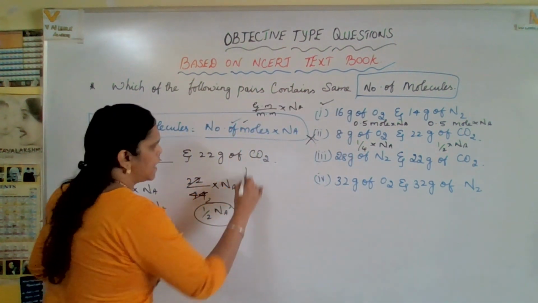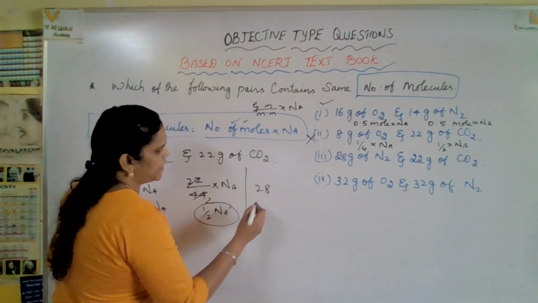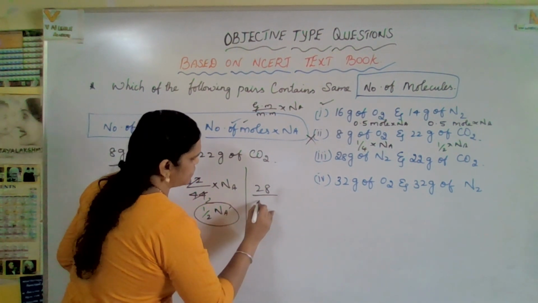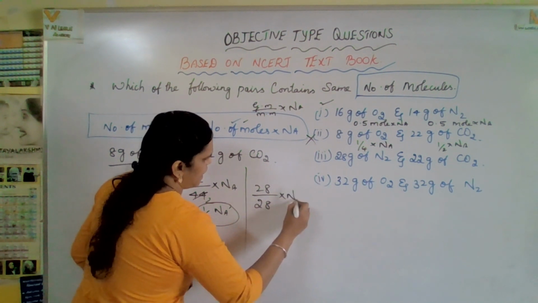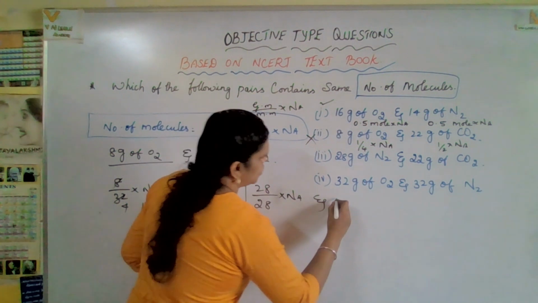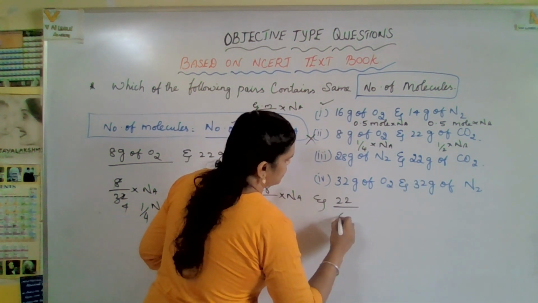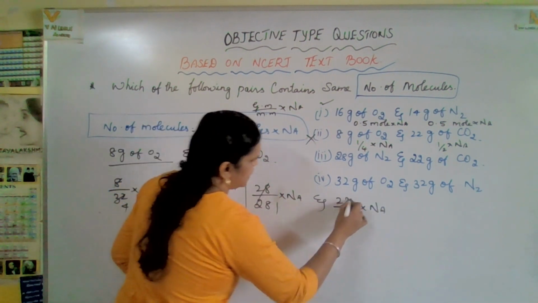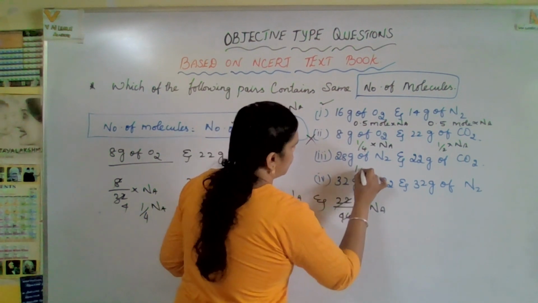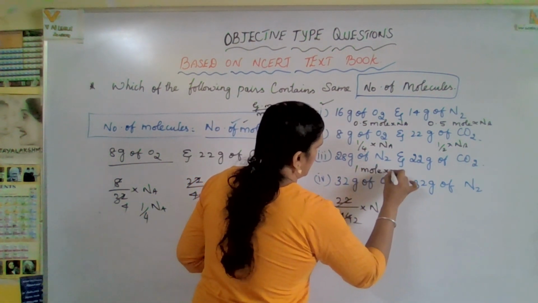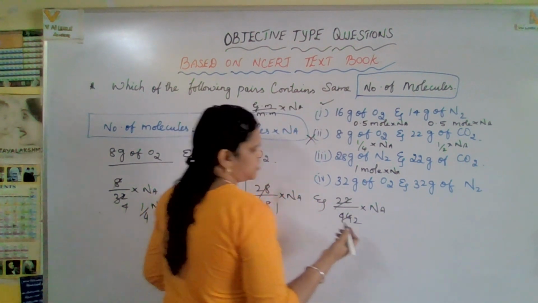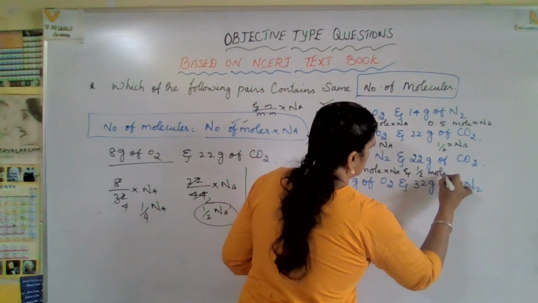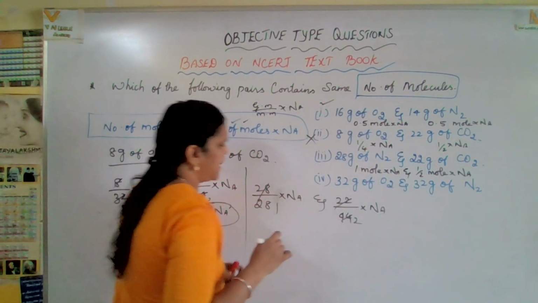Yes, this is wrong. And the third one, 28 gram of nitrogen. So 28 divided by nitrogen, 28 only, into Na. And the next one, 22 divided by carbon dioxide, 44, into Na. So how much here? 1 mole into Na, Avogadro number, that's what I just mentioned. Whereas here half mole into Na.